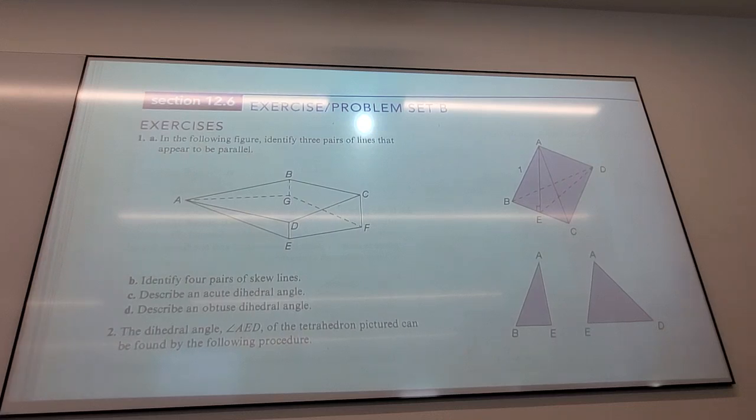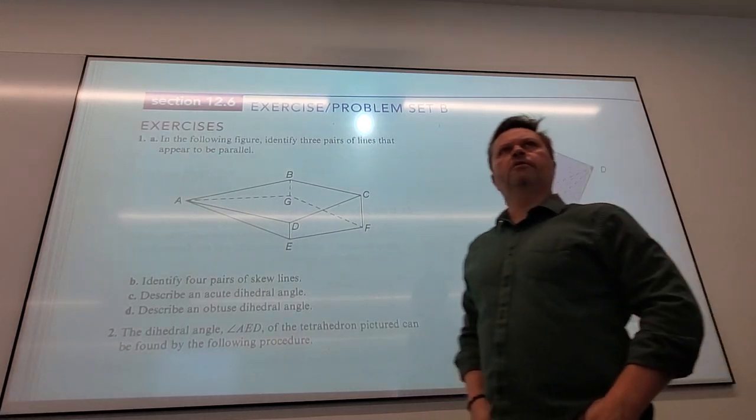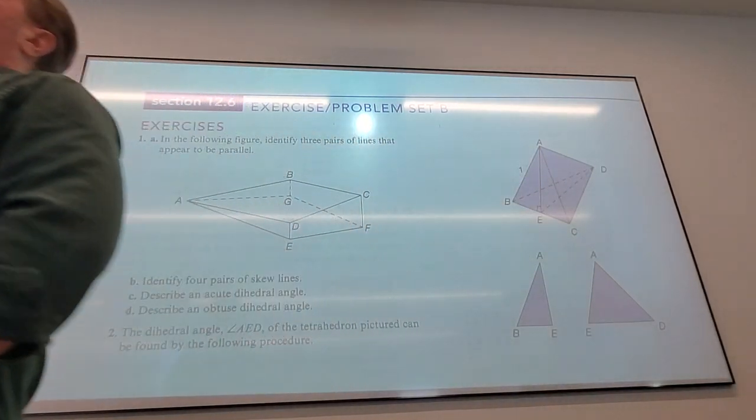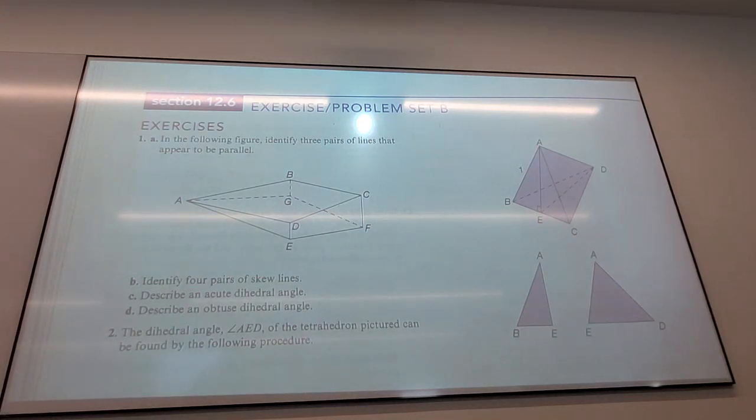A, in the following figure, identify three pairs of lines that appear to be parallel. So, let me ask you this. Do BC and GF appear to be parallel? Let me ask it a different way. Do BC and GF have the same slope? No. Okay, so they're not parallel, right? You guys see that?